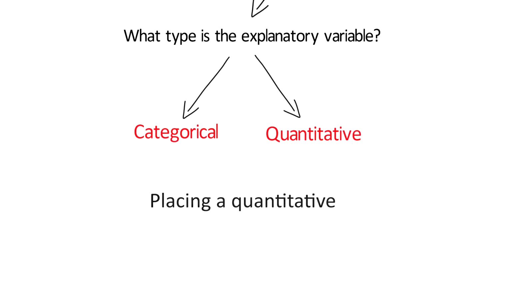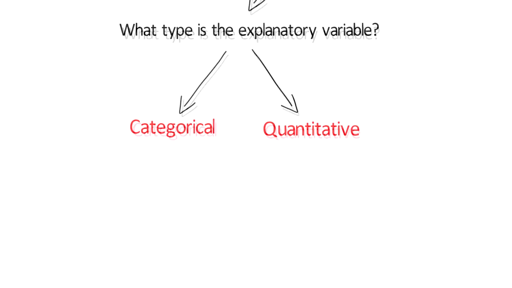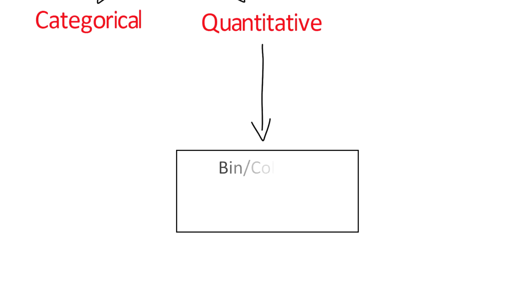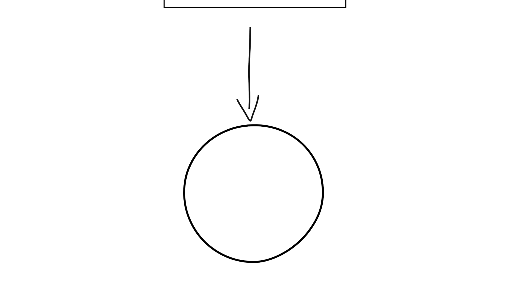Since it won't be visually meaningful to examine a bar chart with a quantitative explanatory variable on the x-axis, when our response variable is actually categorical, before we start to graph, it's important to bin our explanatory variable into categories. That is, in order to visualize the relationship that we're interested in, we need to add some data management that will allow us to construct a C to C or categorical to categorical bar chart.